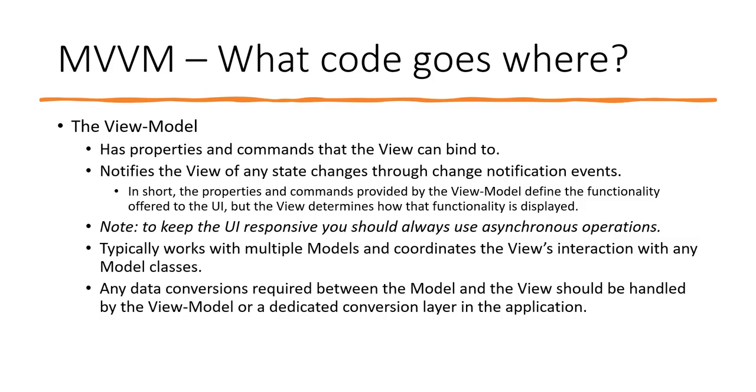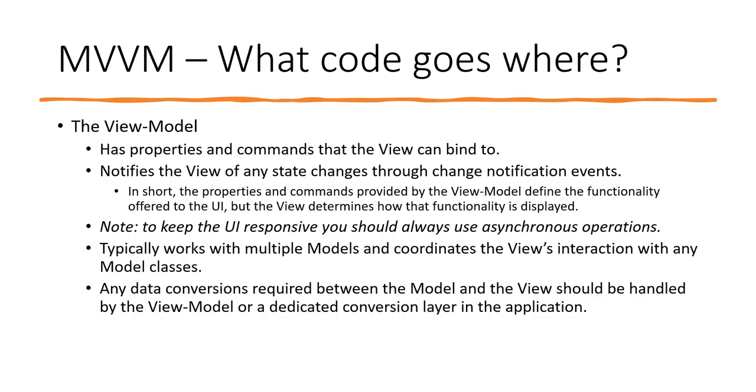So as I say here, in short, the properties and commands provided by the view model really define the functionality that is available or offered to the UI, right? But it's actually the view's responsibility to figure out how that functionality is going to be displayed to the user. So again, tremendous separation of concerns between the two.